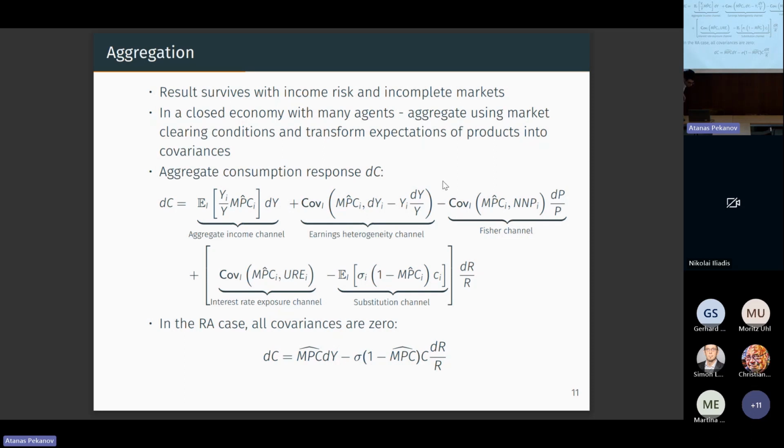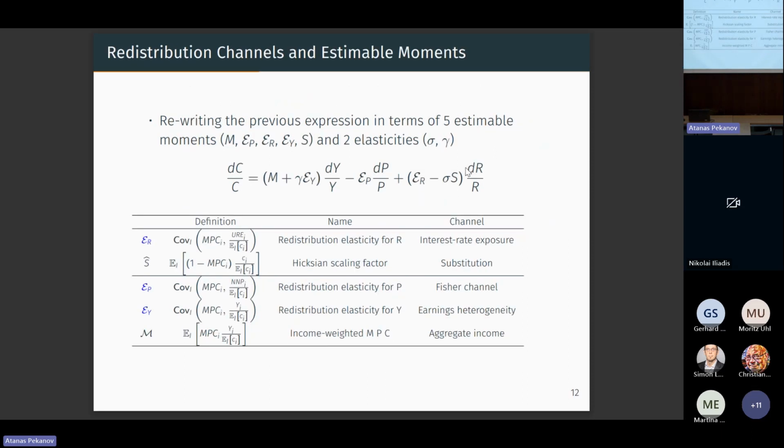So now my goal is to evaluate them. These covariances can also be transformed into elasticities. It makes it even easier to understand them. Basically, the previous equation can be shown also in that form here, which means we have 5 estimable moments. If I have the data on the distribution of households and their MPCs, I'll be able to estimate this. And I need to do only 2 assumptions around those 2 objects, basically sigma and gamma.